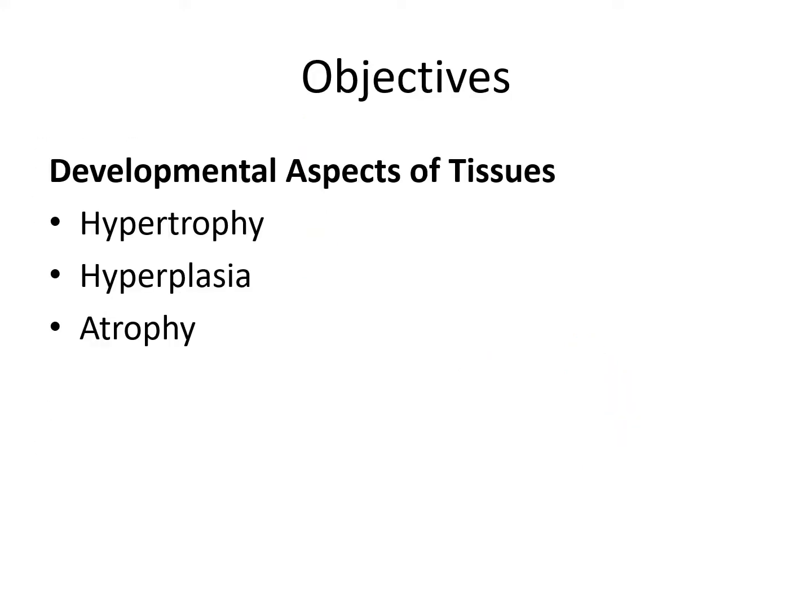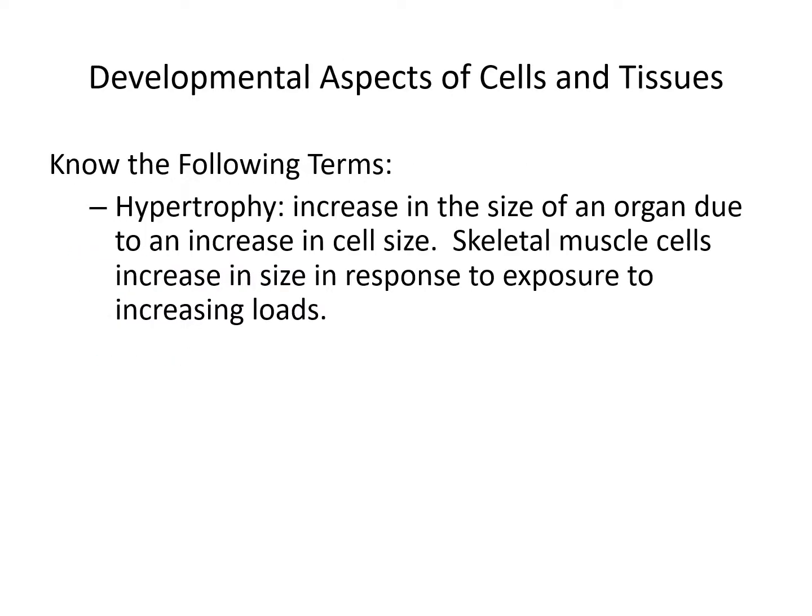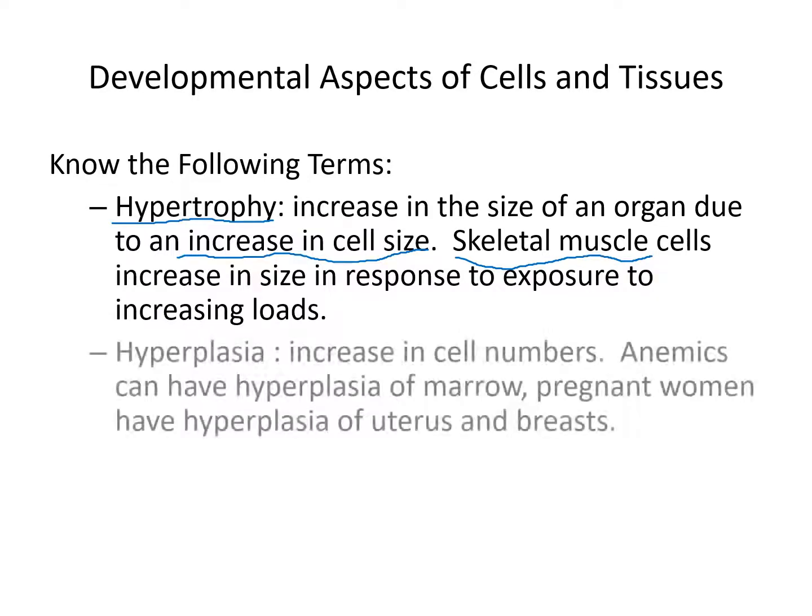Okay, the last part of this will be the developmental aspects of tissue. So we're going to go over hypertrophy, hyperplasia, and atrophy. Okay, so hypertrophy is when the cells increase in size, and this occurs in skeletal muscle. So when you exercise or lift weights, these muscle fibers undergo hypertrophy, in which the muscle gets bigger, and it gets bigger because the cells increase in size.